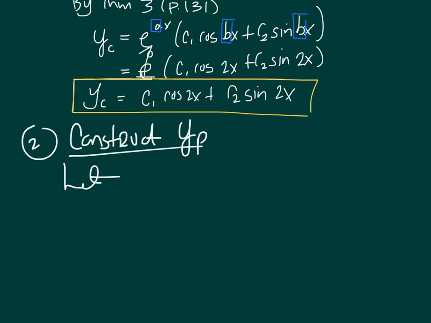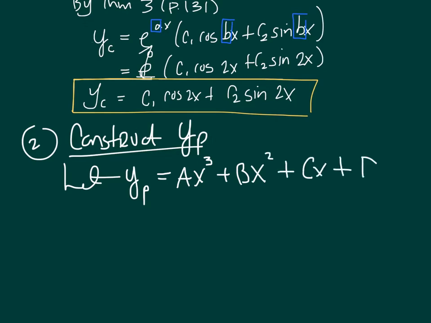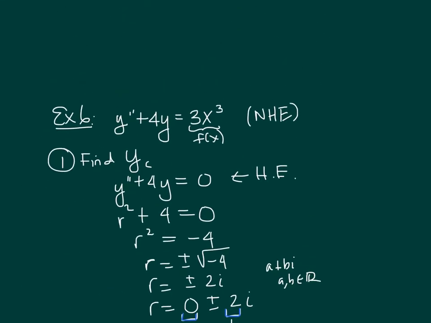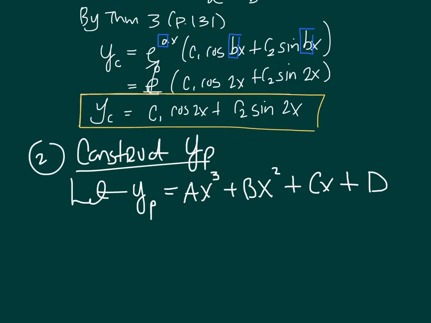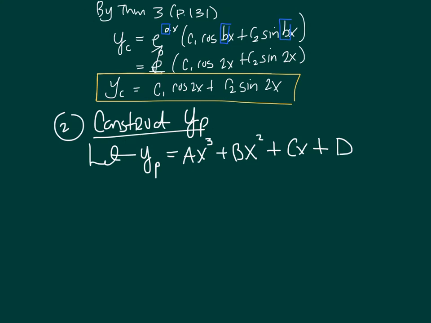So let y sub p be of a polynomial form, of third degree. So we know it's going to be ax to the third, and the next term is bx squared plus cx plus d. I started with x cubed because my degree here is cubed. If that was a fourth, I would do ax to the fourth plus bx to the third, and so forth. So there's our polynomial, and we can differentiate this guy.